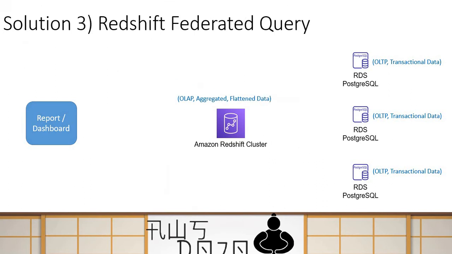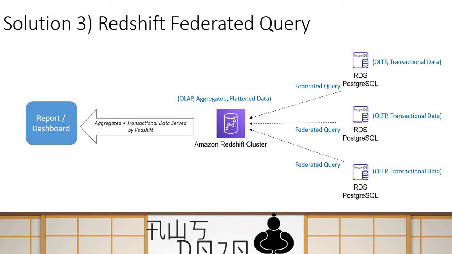Okay, and that's where your third solution, which I'm going to talk about here in detail, comes in: Redshift federated query. You can keep your transactional data in your source systems, your RDS source systems, and keep your aggregated or flattened data in Redshift, but your transactional data is made available at the Redshift level using federated query. So you're not moving any data, keep that in mind. Redshift is actually doing a federated query to your OLTP systems, your RDS PostgreSQL server, to query data on demand.